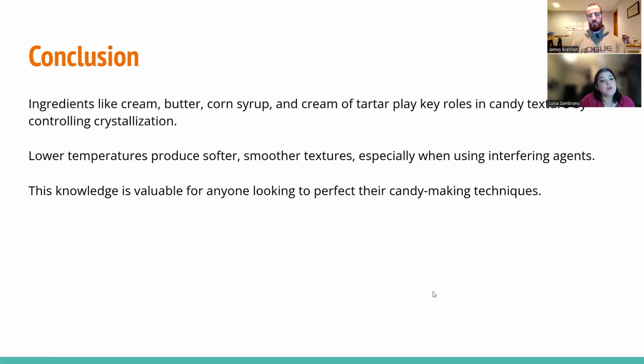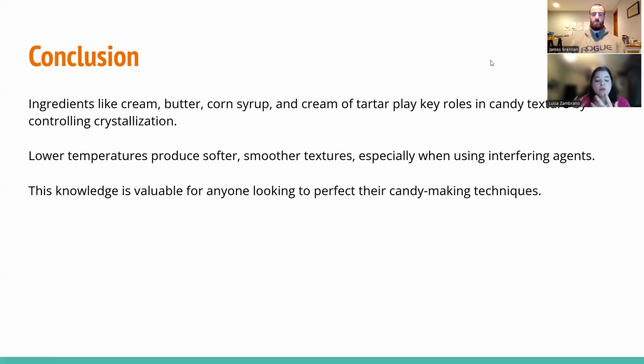And so for our conclusion, our experiment actually demonstrated that ingredients like cream, butter, corn syrup, and cream of tartar actually play key roles in the candy texture by controlling crystallization and controlling the final firmness and the final smoothness of the product. Also, at lower temperatures, they produce softer, smoother textures, especially when using interfering agents like butter. And finally, this knowledge is actually pretty valuable for anyone who is looking to perfect their candy making techniques.